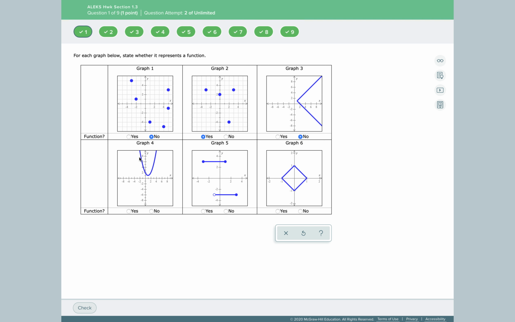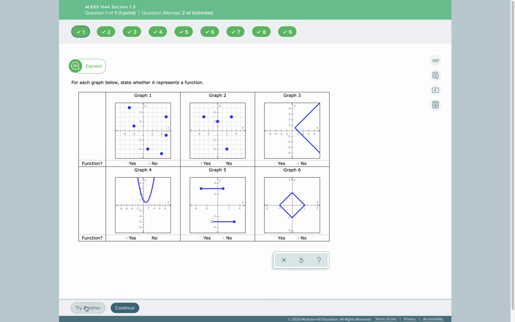Next, if I run a vertical line through this parabola in graph number 4, this will be a function. And if I run a vertical line in the next graph, we have the trouble spot in this particular region, and so this is not a function. And for this diamond, everything between x equals -1 and x equals +1 will have intersection at more than 1 point, so this is not a function. Checking, that is correct.